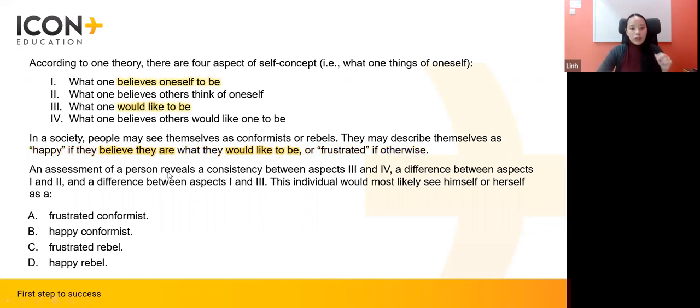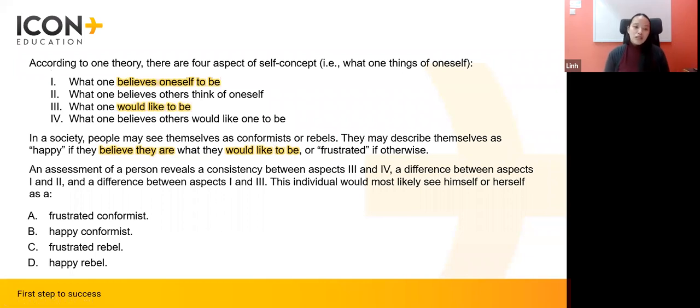If you look at this very closely, the front part, they believe that they are, is pretty much the same thing as aspect number one. It's literally using the same words. And what they would like to be is literally the same phrasing as aspect number three. So what this actually means is that happy versus frustrated is about the relationship between 1 and 3. If 1 and 3 are the same, then you are happy. If 1 and 3 are different, then you are frustrated. That is what it is.